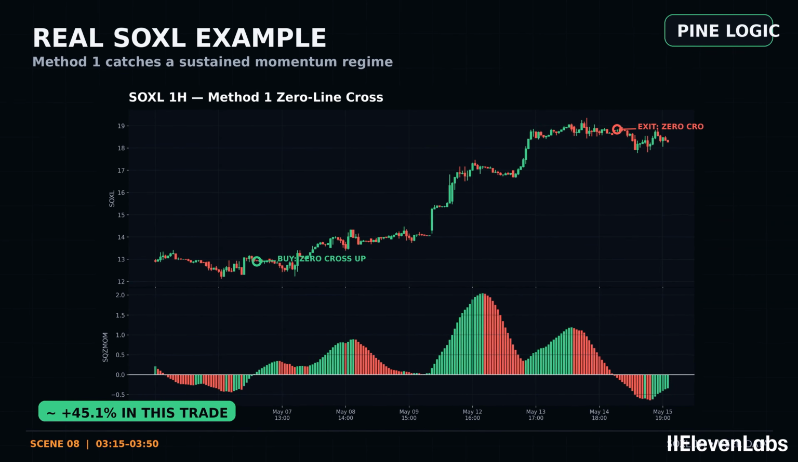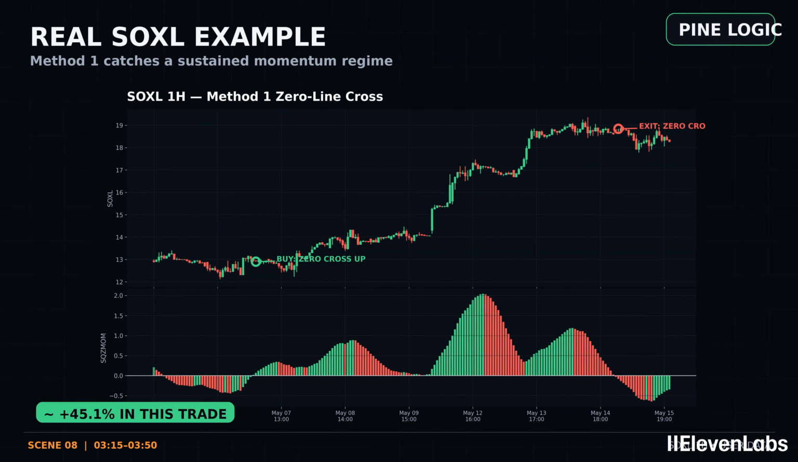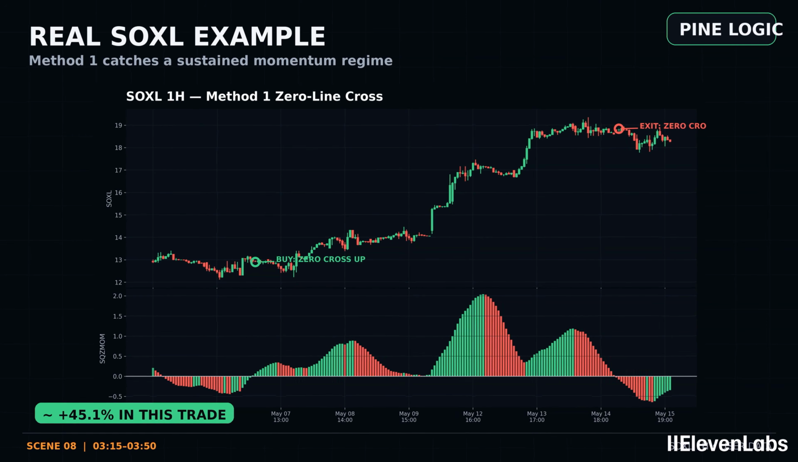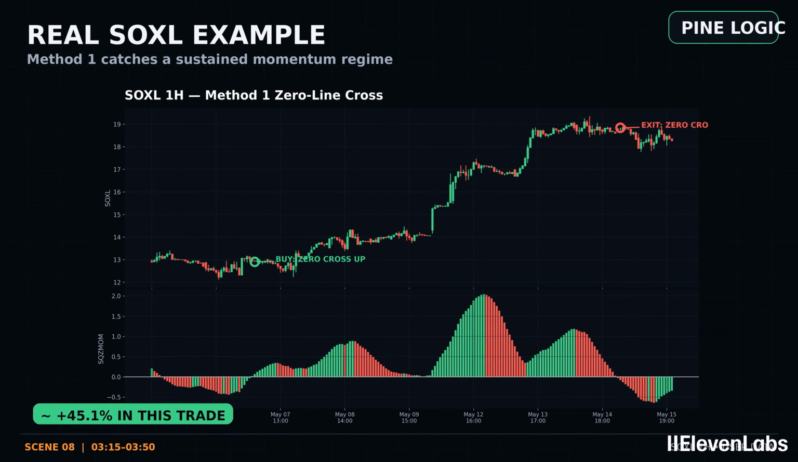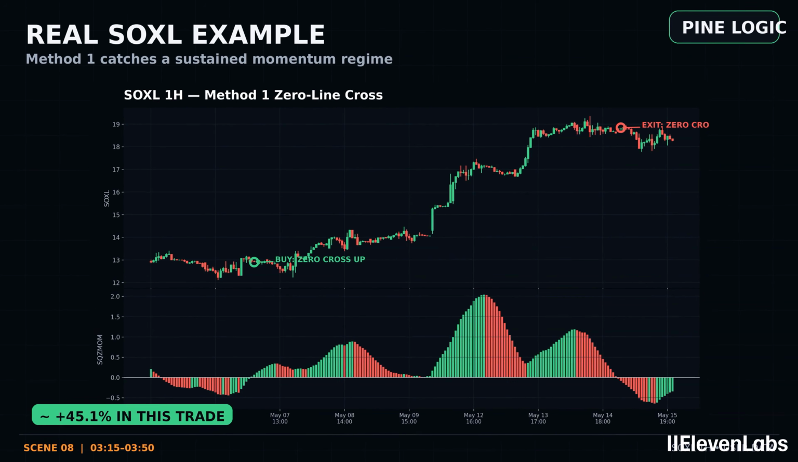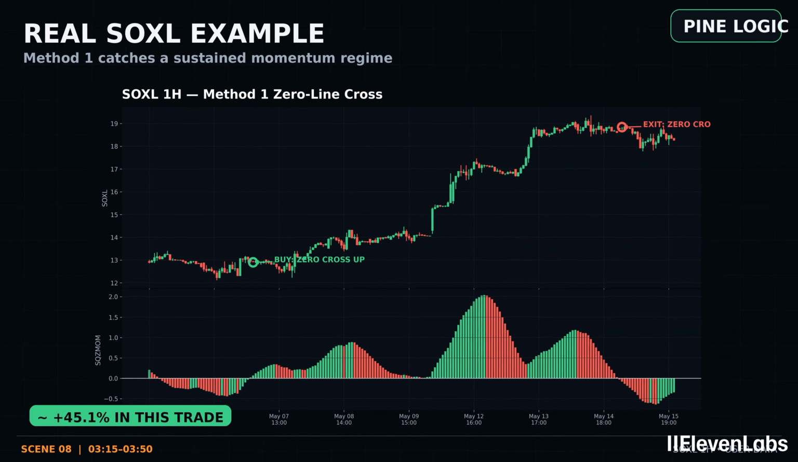And here is why I do not want to sell you a fantasy. Just a few weeks earlier, SOXL produced a zero cross long that failed badly and reversed almost immediately. That trade lost roughly 25%. SOXL is a leveraged ETF, and a lagging momentum cross can get punished when the market snaps back.